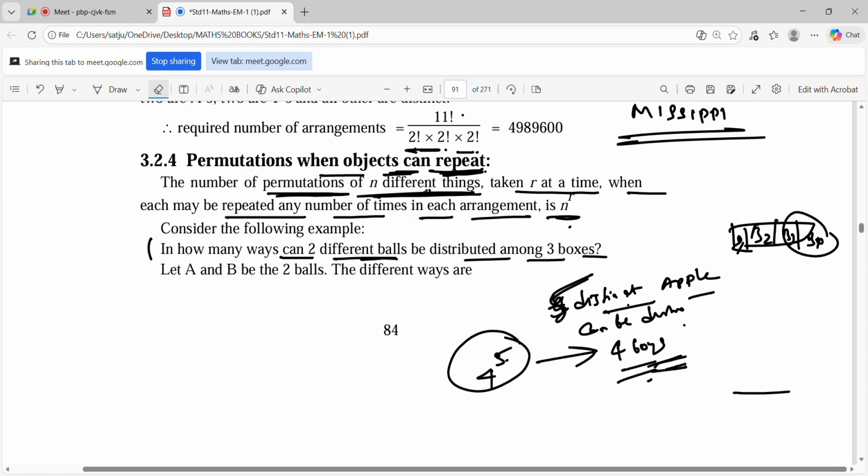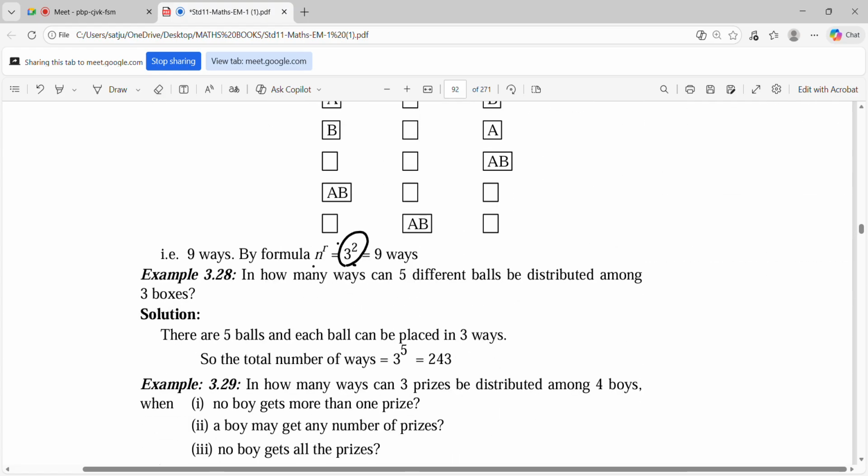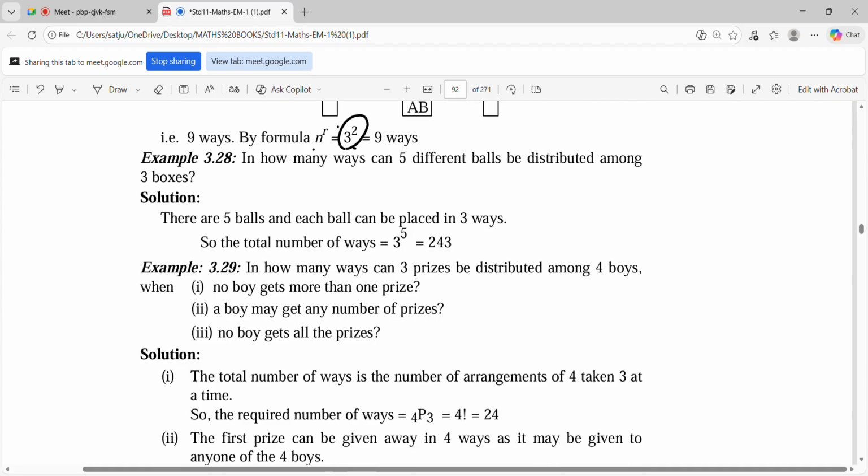This question has already been there in some competitive examinations. 5 distinct apples can be distributed among 4 boys. This question was there in some competitive examination. That is why I am giving this one, 4 power 5. Okay. Next, here, in how many ways can 5 different balls be distributed among 3 boxes? 5 different to the 3. So therefore 3 power 5. Understood, everyone?